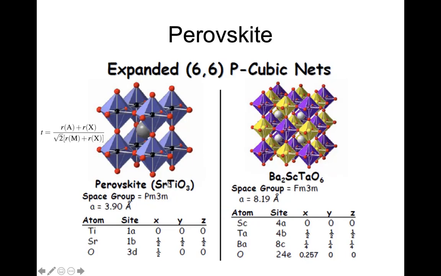So barium 2 instead of strontium 1, we have barium 2, and instead of titanium we have scandium and tantalum. Scandium is 3 plus, tantalum is 5 plus. So what they will do, they will take different crystallographic sites. Titanium occupies only one position here, and it is 4 plus. But here, scandium and tantalum, 5 plus 3, 8. The average is 4. So that is 4 here.